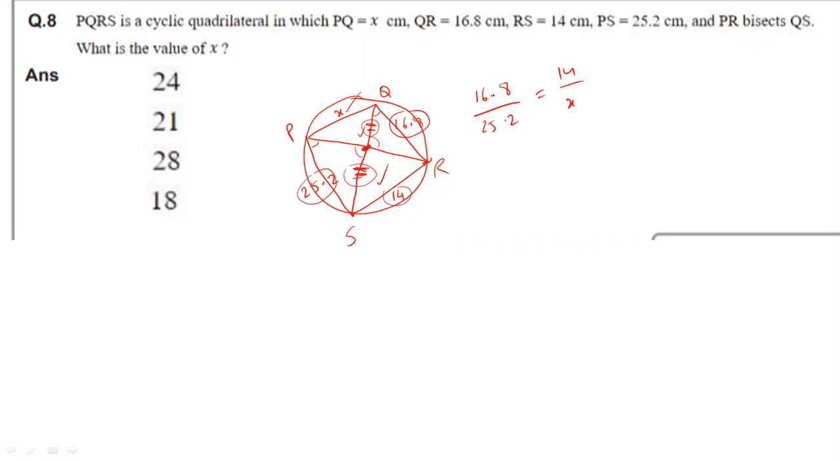So I can see here 16.8, half is 8.4, so half extra, that means 1.5. So 14 into 1.5 will be your answer. What is 14 into 1.5? 21. Go to the next question.